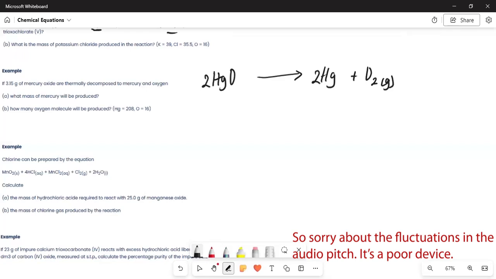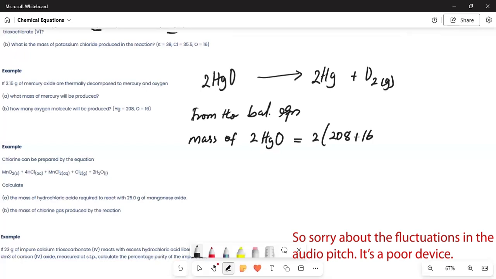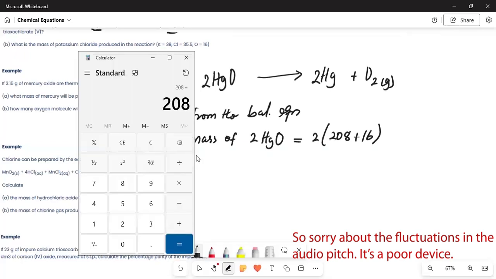And now the question says 3.15 gram of mercury oxide are thermally decomposed to mercury and oxygen. What mass of mercury will be produced? And from this balanced equation, mass is equal to 2 times mercury is 208, that is the atomic mass. Oxygen is 16. 208 plus 16, that is 224, multiplied by 2, 448 gram.